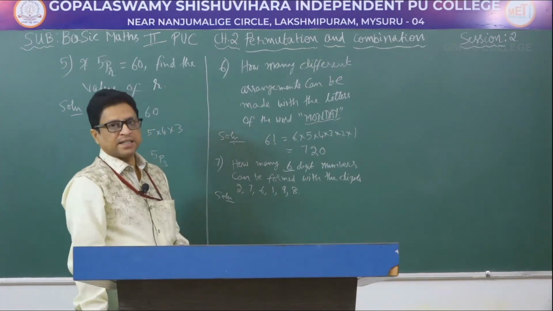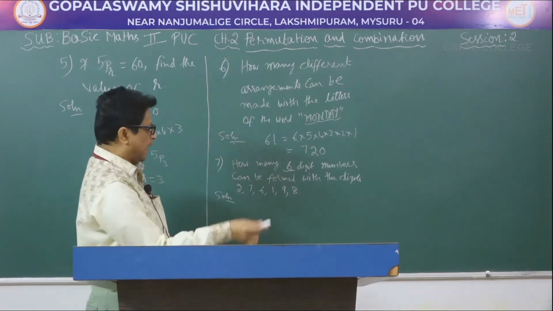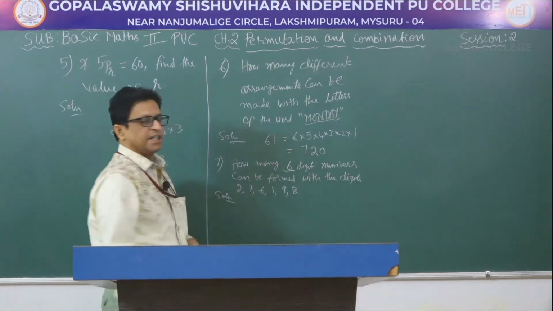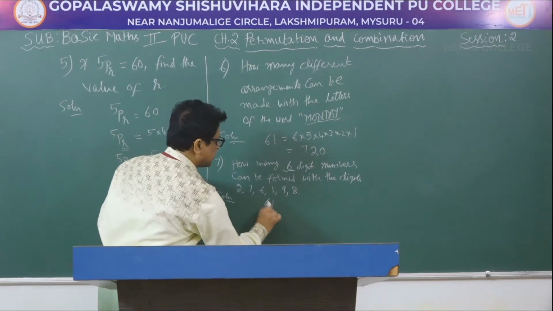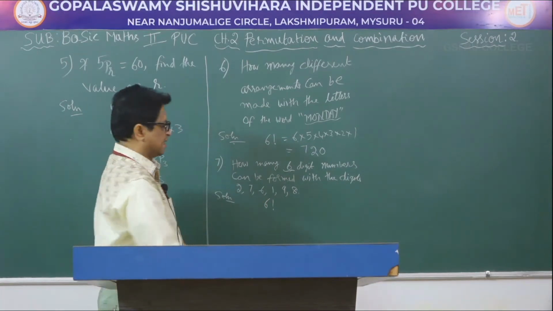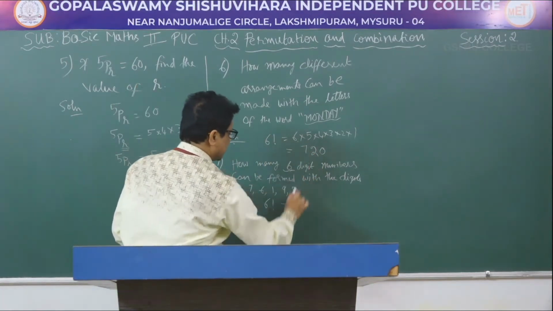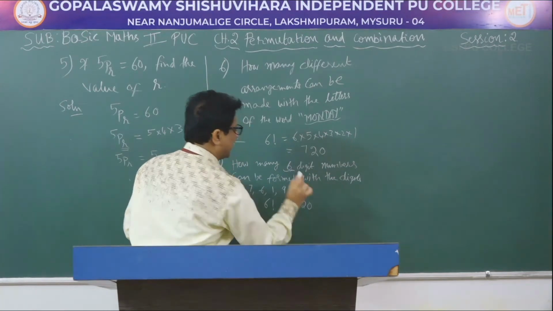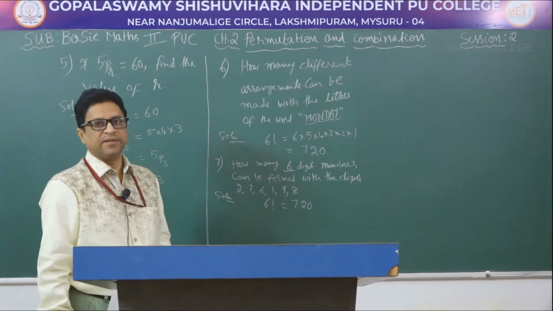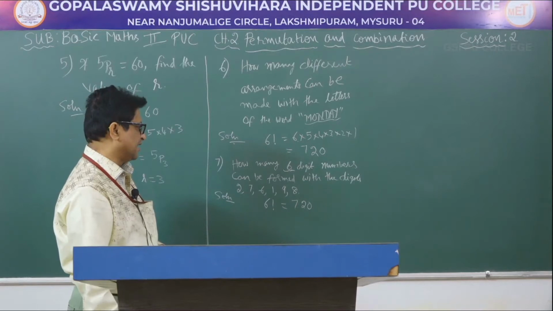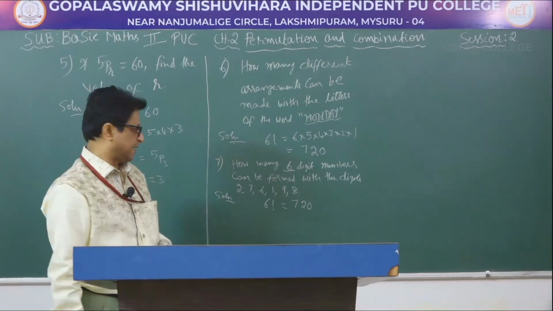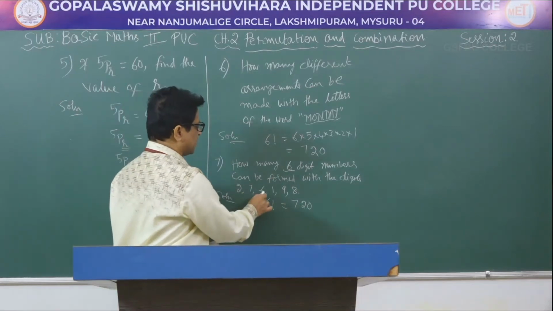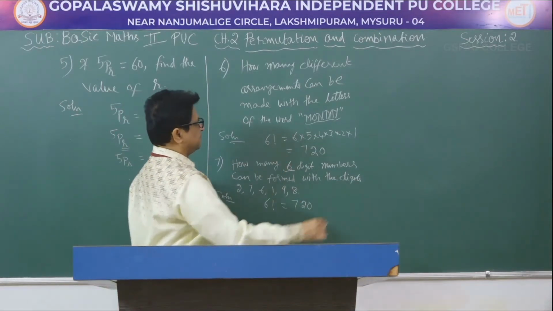There are 6 numbers given. You have to form 6-digit numbers. Therefore, it can be formed in 6 factorial ways. That is, 6 factorial is equal to 720. So, in 720 ways, we can arrange the 6-digit number by using 2, 7, 6, 1, 9, 8.